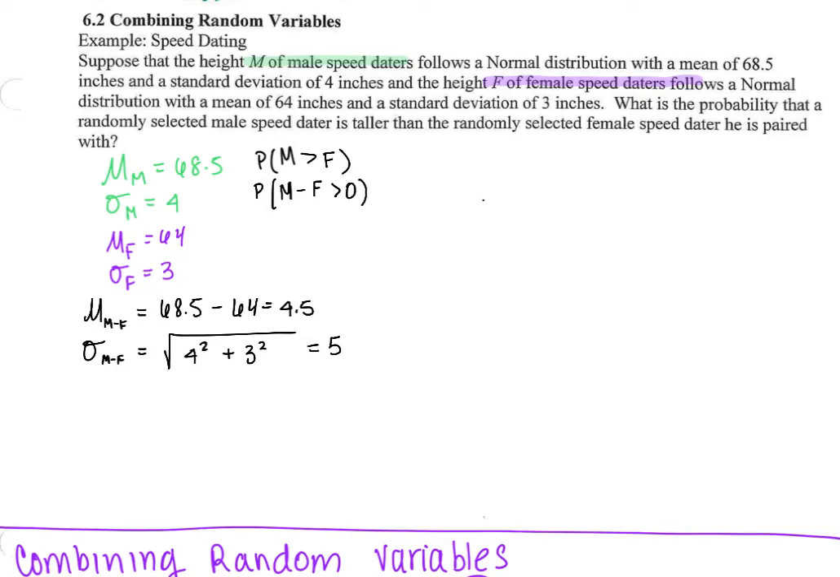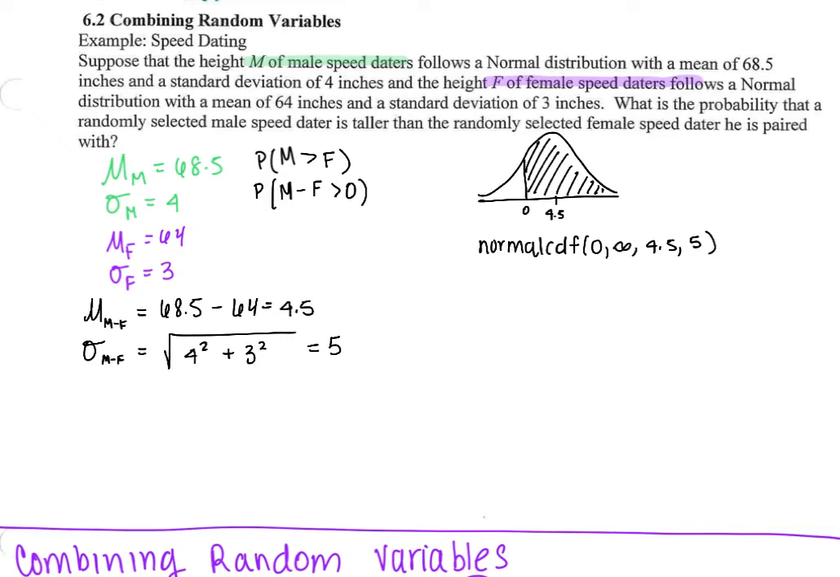So I'm going to draw my curve with 4.5 in the middle. And we want to figure out when a male is taller than a female. So that means m minus f is greater than 0. So we'll do normal CDF from 0 to infinity. And I'm going to use 4.5 as the mean and 5 for the standard deviation. And when I do that, I get 0.816.